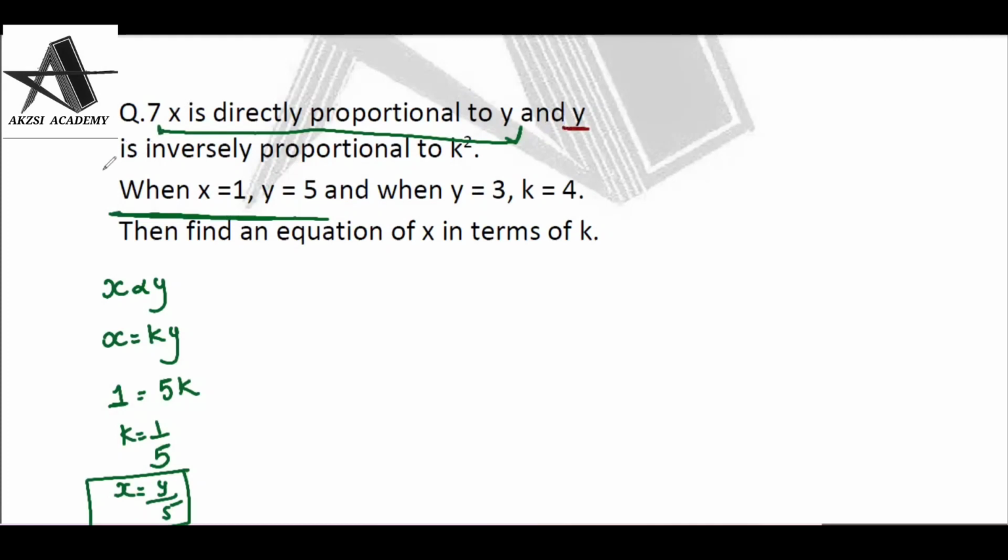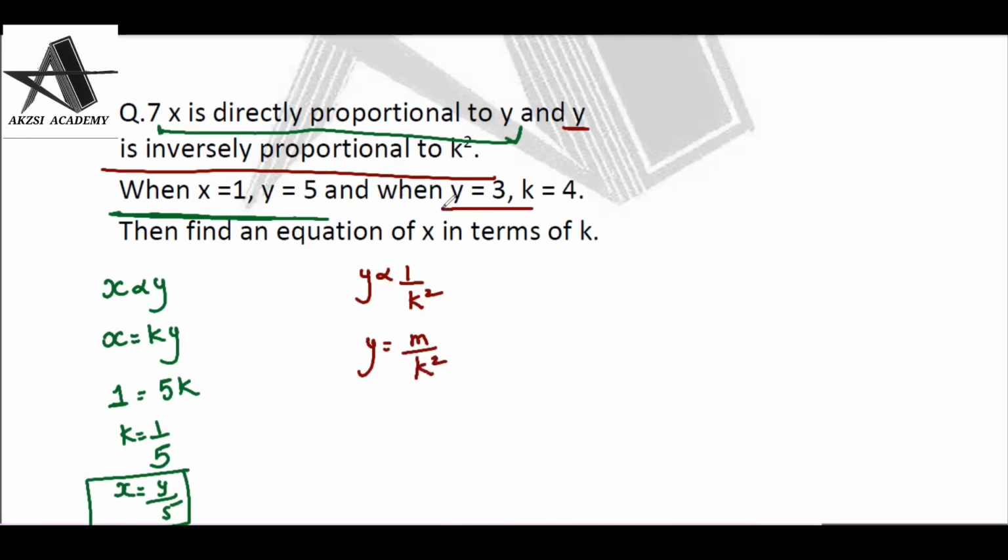Y is inversely proportional to k squared. Now we have to do the same thing. Y is inversely proportional to k squared. Now introduce a constant here. Don't introduce a constant k here, otherwise you'll get confused. So let me introduce m here. So y is equal to m over k squared.